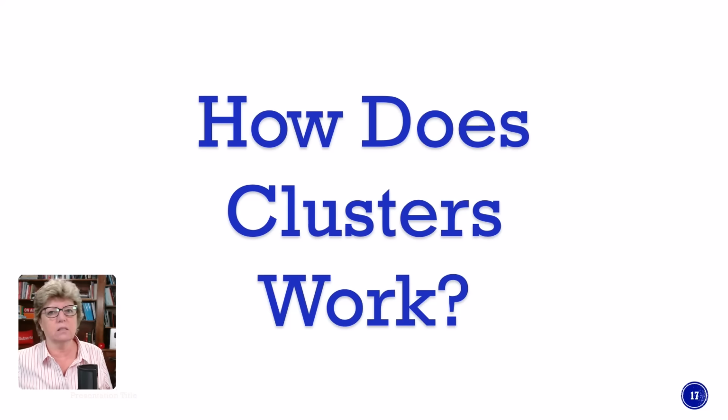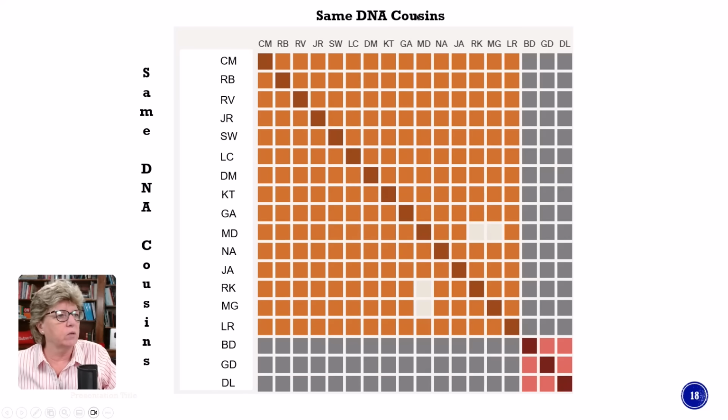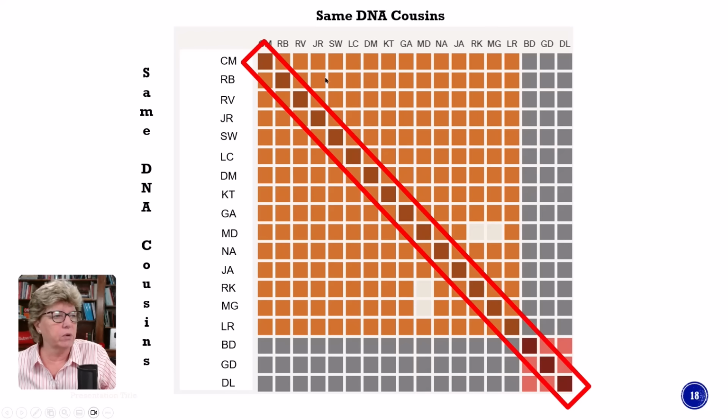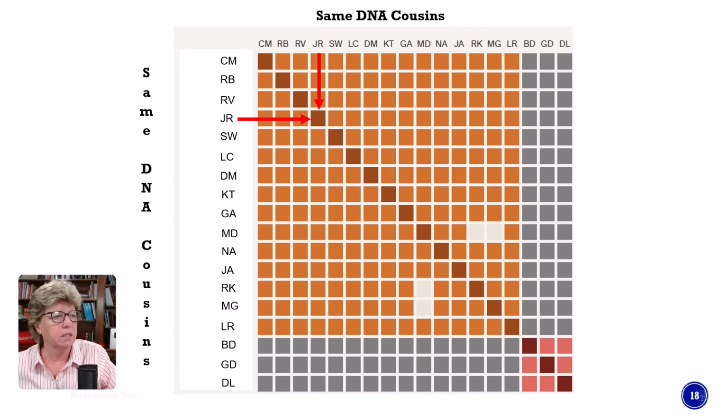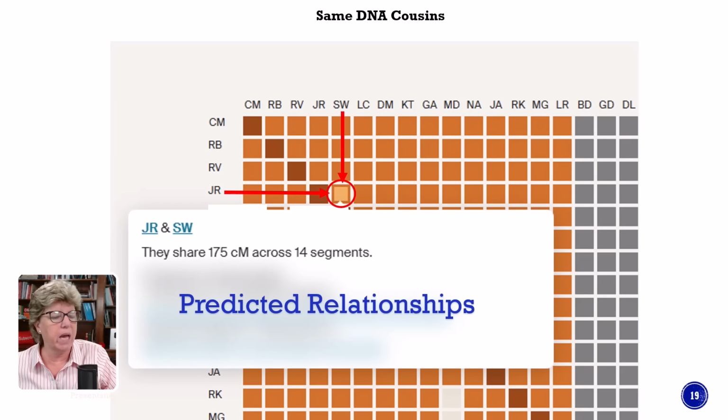Okay, so how does this work? We have the same DNA cousins across the top as we have down the side. What this box represents is the people that share with themselves, basically. They're matching to themselves. So what we can do, though, is take a look at how we match with a different person. So here we have SW and we have JR. And when we follow that across, we have this box.